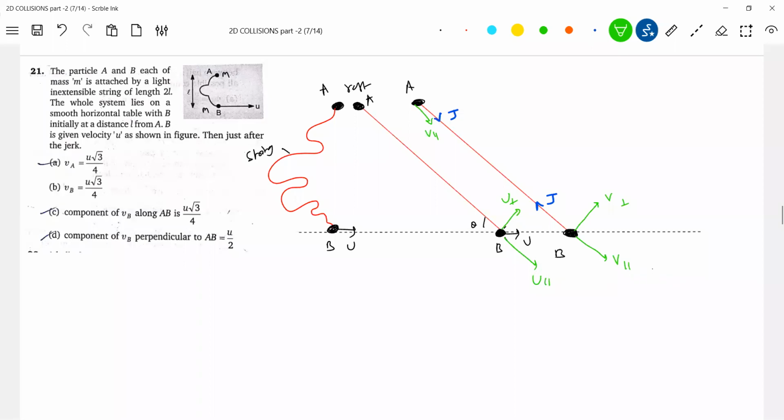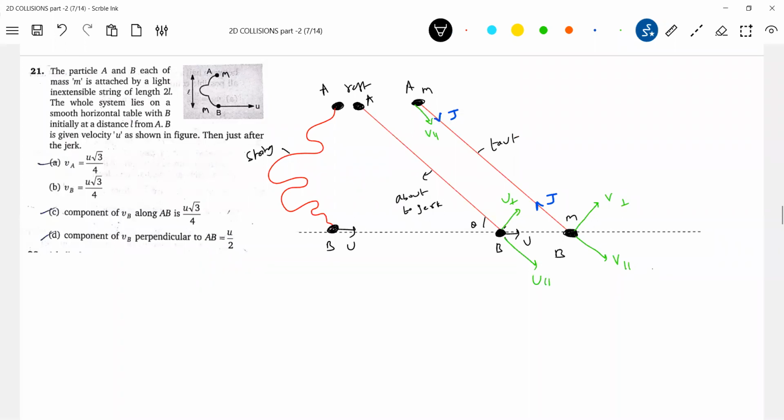Can we apply? So masses are m each. This is now taut. The string is jerked. This is just when the string is about to jerk. Now the string is jerked here, then the impulse is set up. Okay, let's find what is u perpendicular. Can we calculate first what is theta?